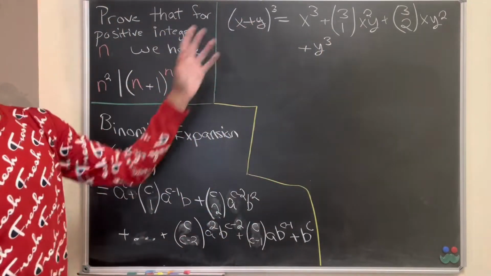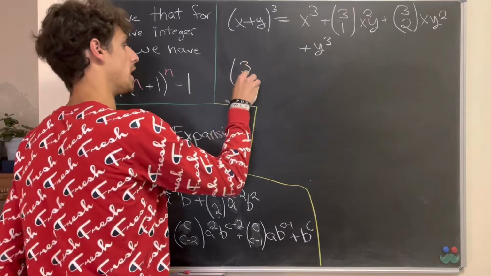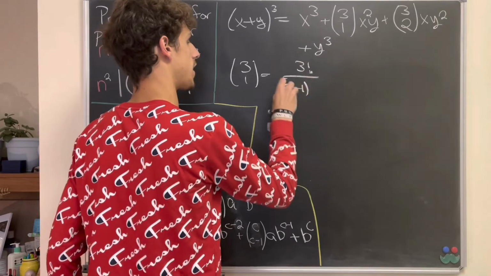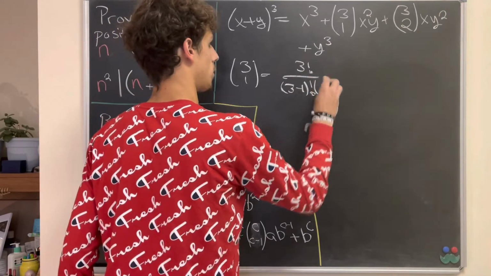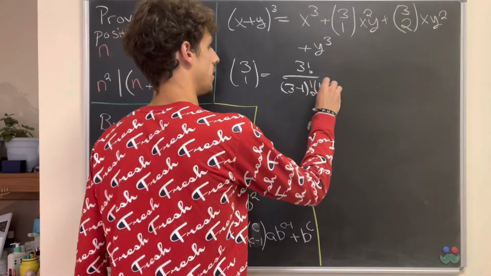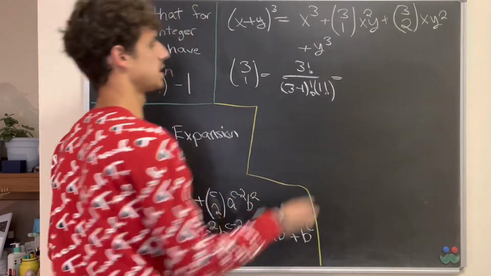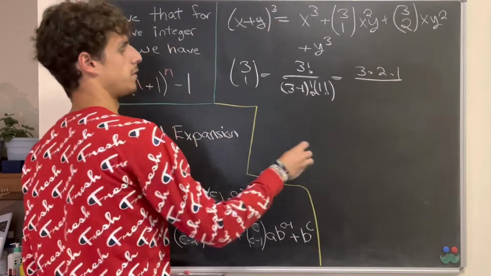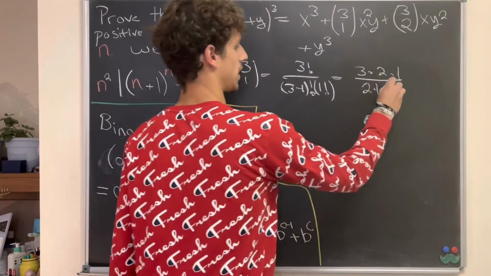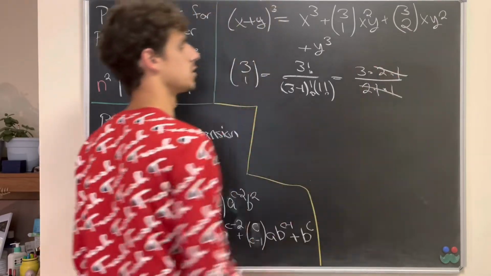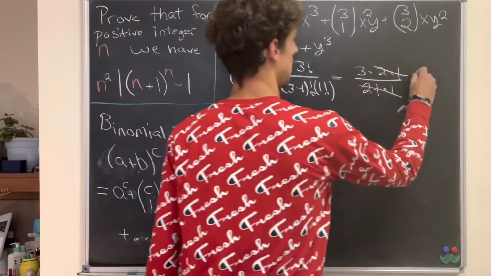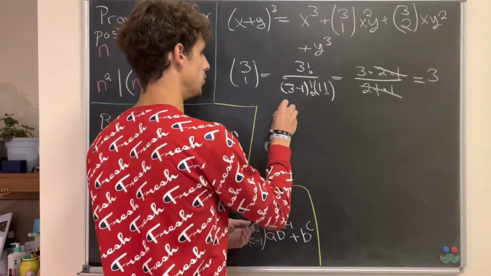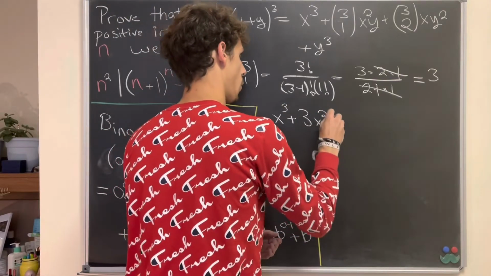Now let's get into what this choose term means. 3 choose 1 is equal to 3 factorial over (3 minus 1) factorial times 1 factorial. So in this case, 3 factorial is 3 times 2 times 1. 3 minus 1 factorial is 2 times 1, and then 1 factorial is just 1. So this bottom cancels with 2 times 1 on the top, and we're just left with 3. So 3 choose 1 is 3 here, so we'll have x cubed plus 3x squared y.